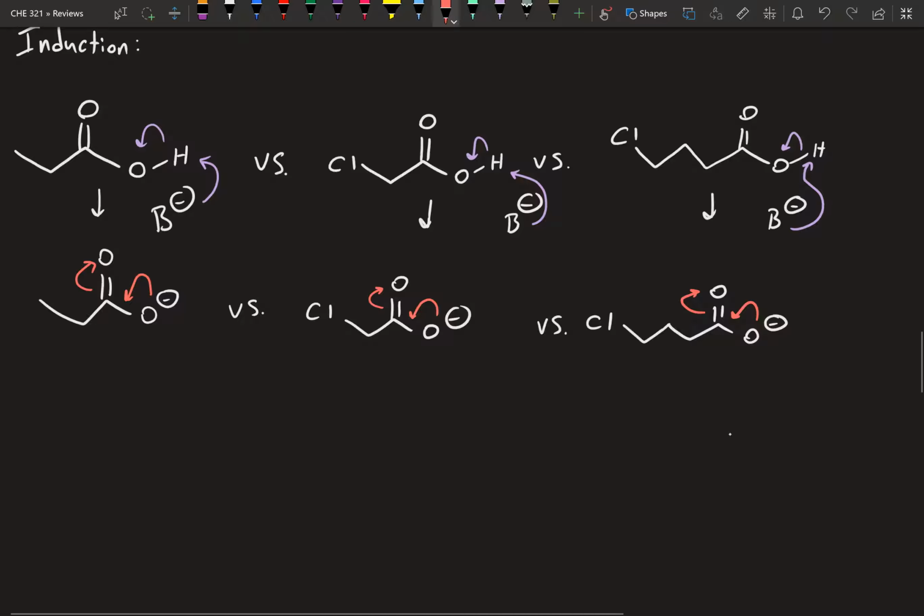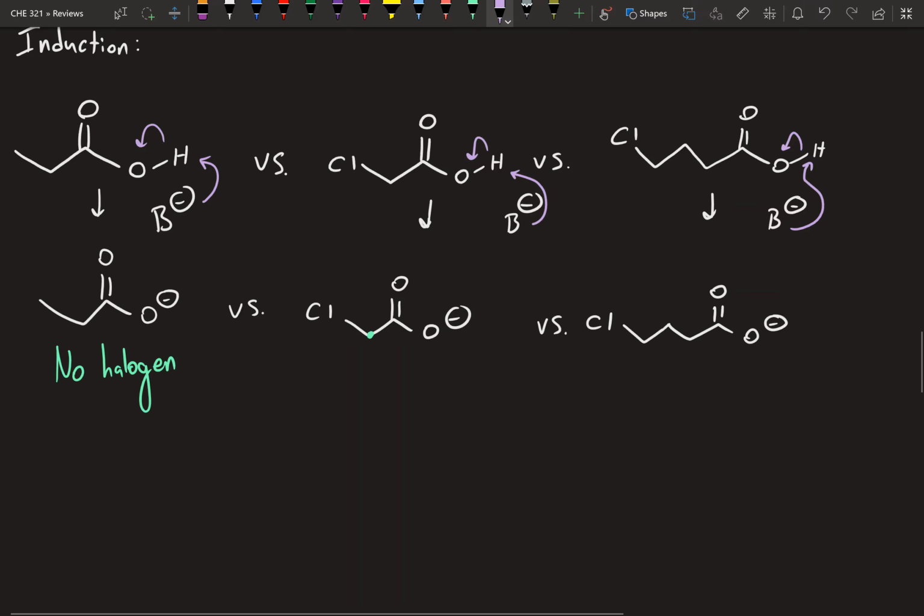And so now we're going to have to look at induction, okay? So I'm just going to delete these arrows over here. Okay? And so if we look, the compound on the left, does it have a halogen on it? No, it does not. So let's just write no halogen. Now let's look at the compound in the middle. Okay? So we do have a halogen on it, right? It's going to be coming off of this carbon right there.